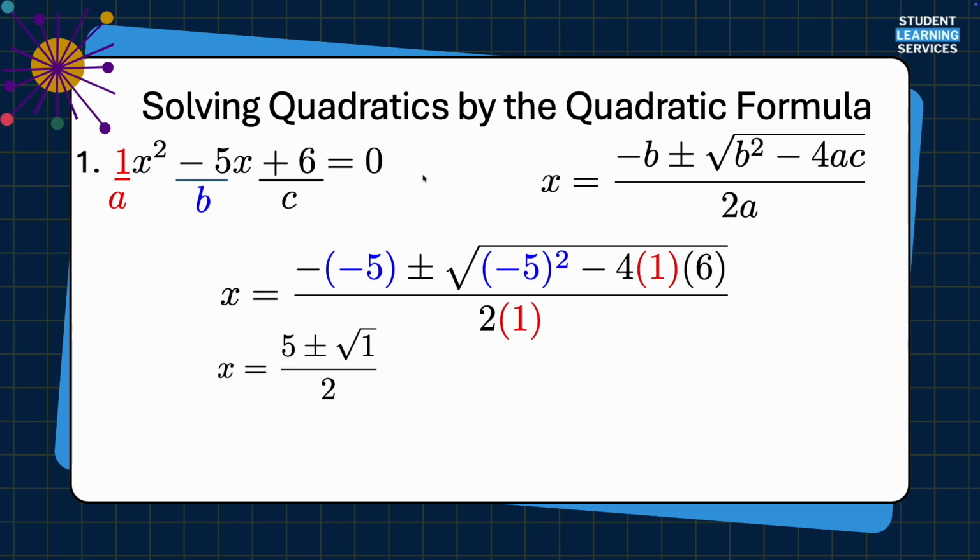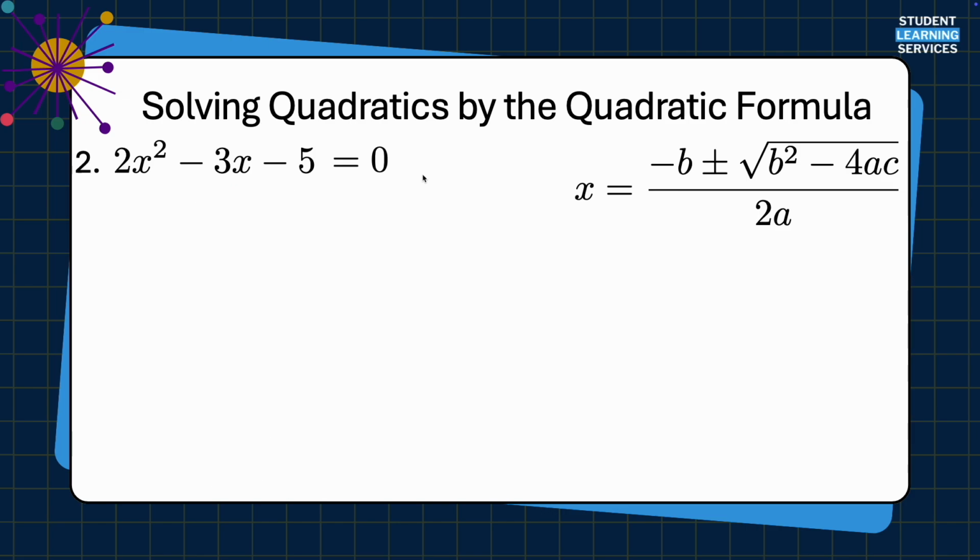Simplifying that gives us x equals 5 plus or minus the square root of 1 all over 2, which can be split into x equals 5 plus 1 over 2 or 5 minus 1 over 2, which is equal to 3 or 2. Notice that we are getting the same answer compared to solving by factoring, but factoring is a much faster method.